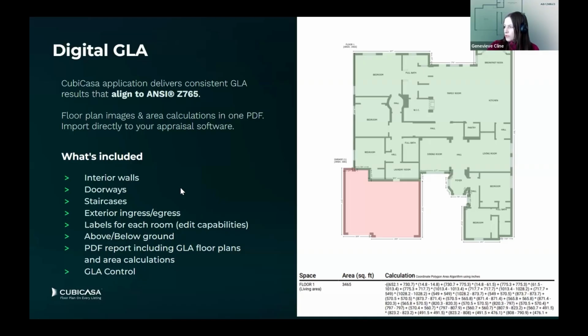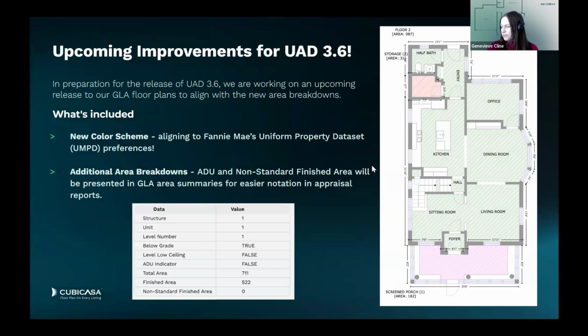Awesome. So, talking about UAD 3.6, let me go down here. So this says upcoming improvements, but it is actually out. So right now, if you were to download a floor plan, it would default to this style. You can use our old style. I don't think there's a really good reason to use the old style because the new one's much prettier, and it has more information. It's not really doing anything different with ANSI aligned GLA because nothing has changed there. But there's more breakdown in essentially what was non-living area.